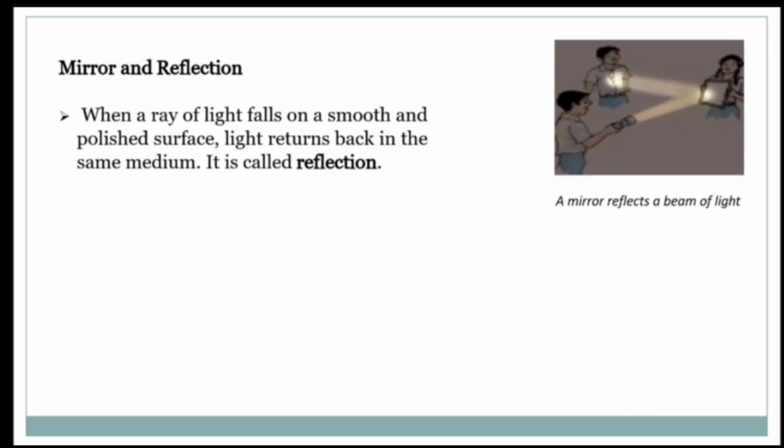Mirror and reflection. When a ray of light falls on a smooth and polished surface, light returns back in the same medium. It is called reflection. See, a boy is just shining a light on a mirror. The mirror just reflects that light.